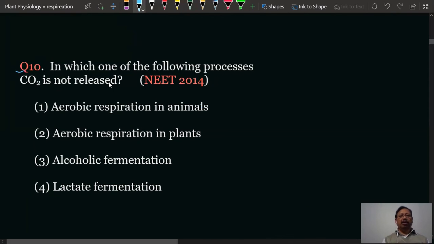Question number 10. In which one of the following processes is carbon dioxide not released? The correct option is option 4, lactate fermentation, in which lactic acid is produced from pyruvic acid in the presence of the enzyme lactic acid dehydrogenase, and there is no formation of carbon dioxide. This lactic acid fermentation takes place in muscle cells of mammals and is also carried out by lactic acid bacteria.